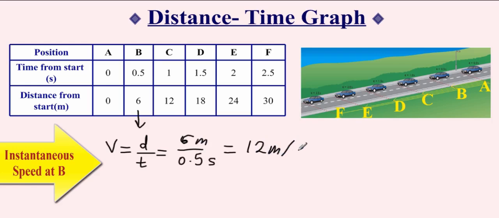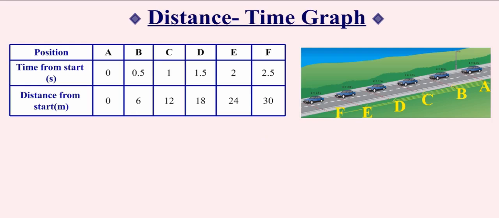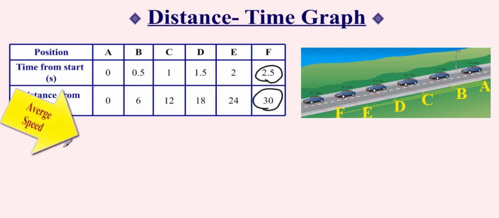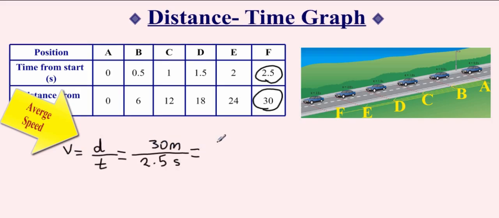Now if we want to calculate the average speed, what we have to do is take the time from the initial point to the final point, which is equal to 2.5 seconds. And the same goes for the distance, which is equal to 30 meters. So the average speed equals d over t equals 30 over 2.5, and it is equal to 12 meters per second. So here we notice that the speed is constant from one point to another.